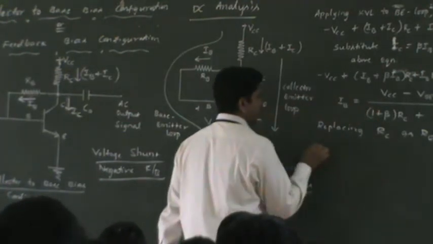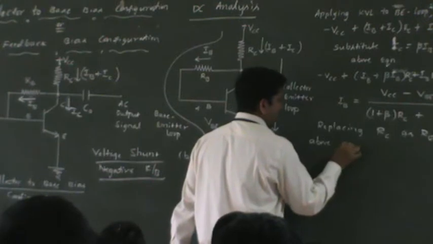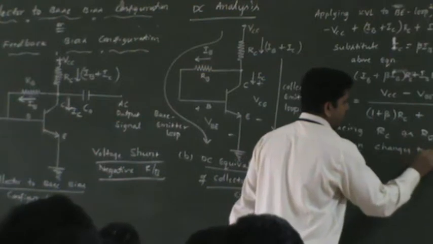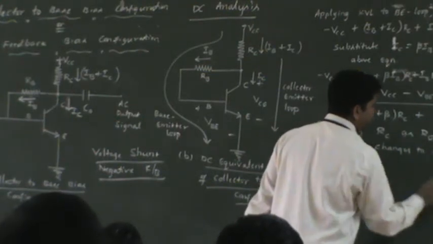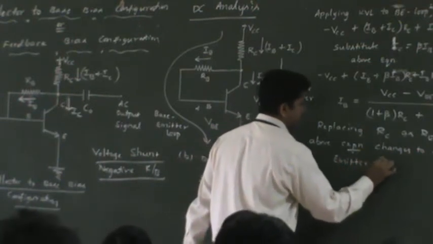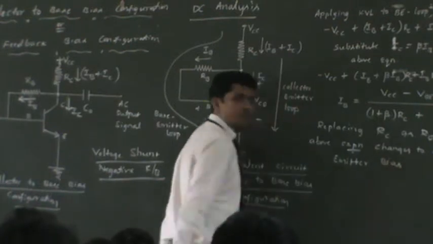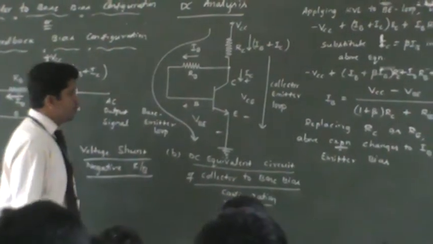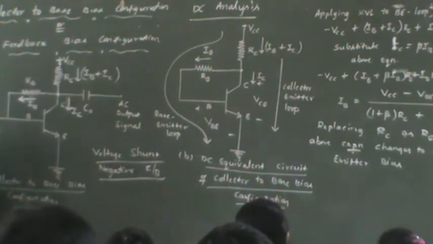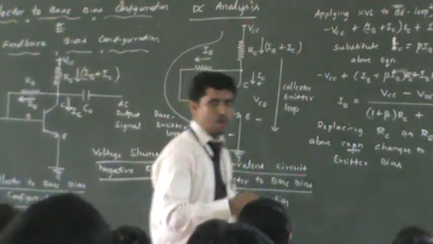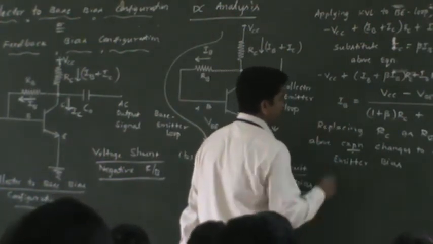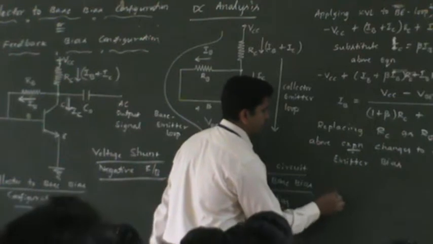The above expression changes to IB of the emitter bias. You understood this point? That means you can convert this circuit into the emitter bias circuit just by replacing RC with RE. Whatever the emitter resistor there is, replace RC with RE, and definitely the base current can be modified to the emitter bias base current.